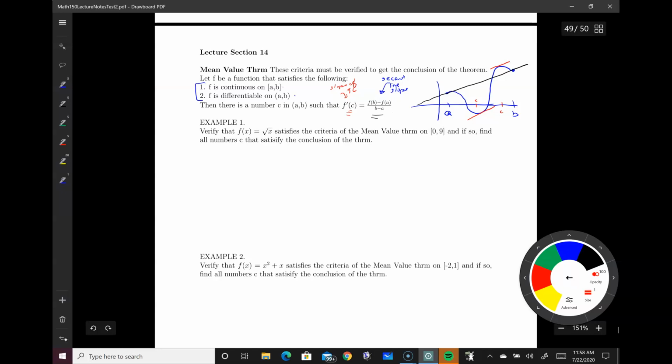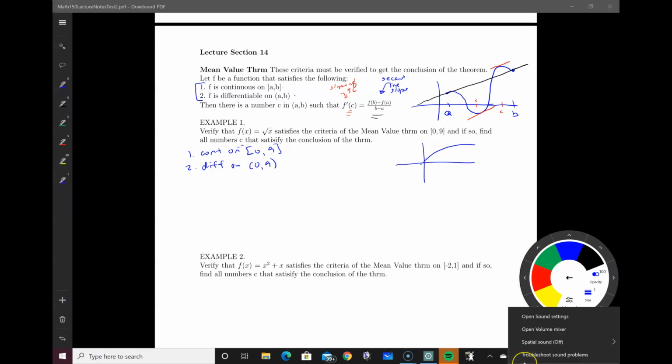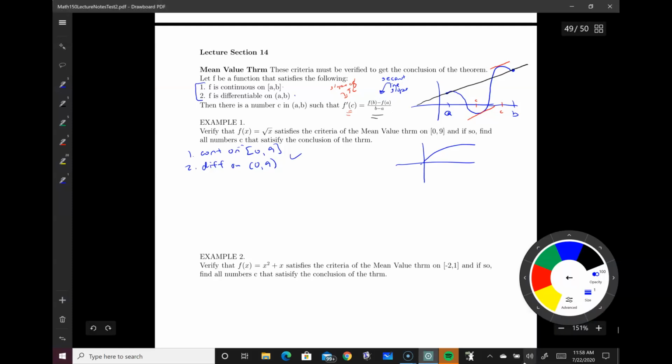All right, so we can do this and solve to find these values of C for this function. I've got this graph from 0 to 9. Is it continuous on [0, 9]? It is continuous on [0, 9]; I can draw it without lifting my pen. Is it differentiable on (0, 9)? Good thing I didn't include the endpoints, because it's not differentiable at the endpoints. So it satisfies the criteria, so let's go do it.